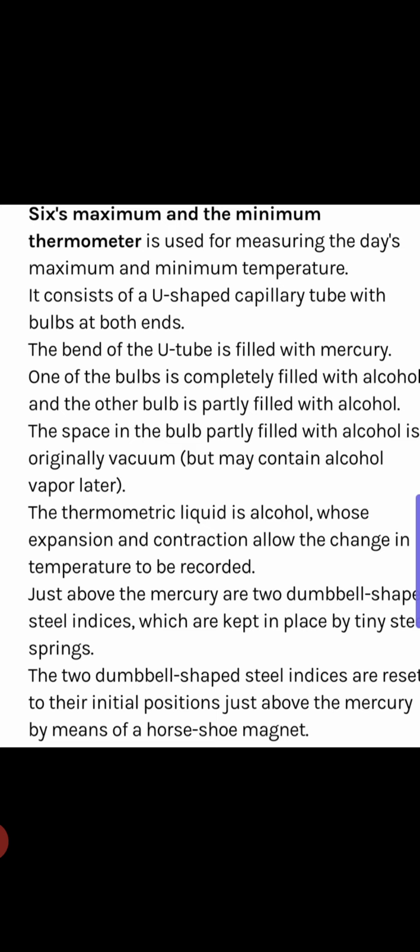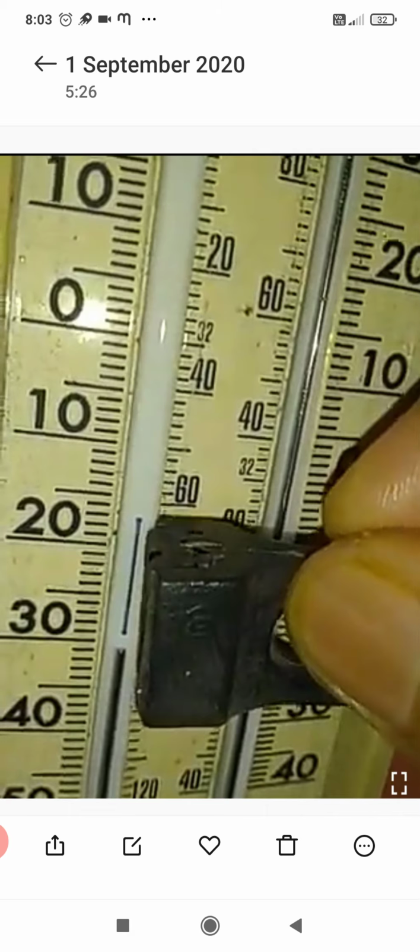Just above the mercury are two dumbbell-shaped steel indices, which are kept in place by tiny steel springs. So these are the metal indices. The two dumbbell-shaped steel indices are reset to their initial positions just above the mercury by means of a horseshoe magnet. Using a magnet, we could keep these steel indices in their original positions. Then after that we could start the readings. See, we have a magnet here, a horseshoe magnet. Using that magnet, these indices are kept in their original position.